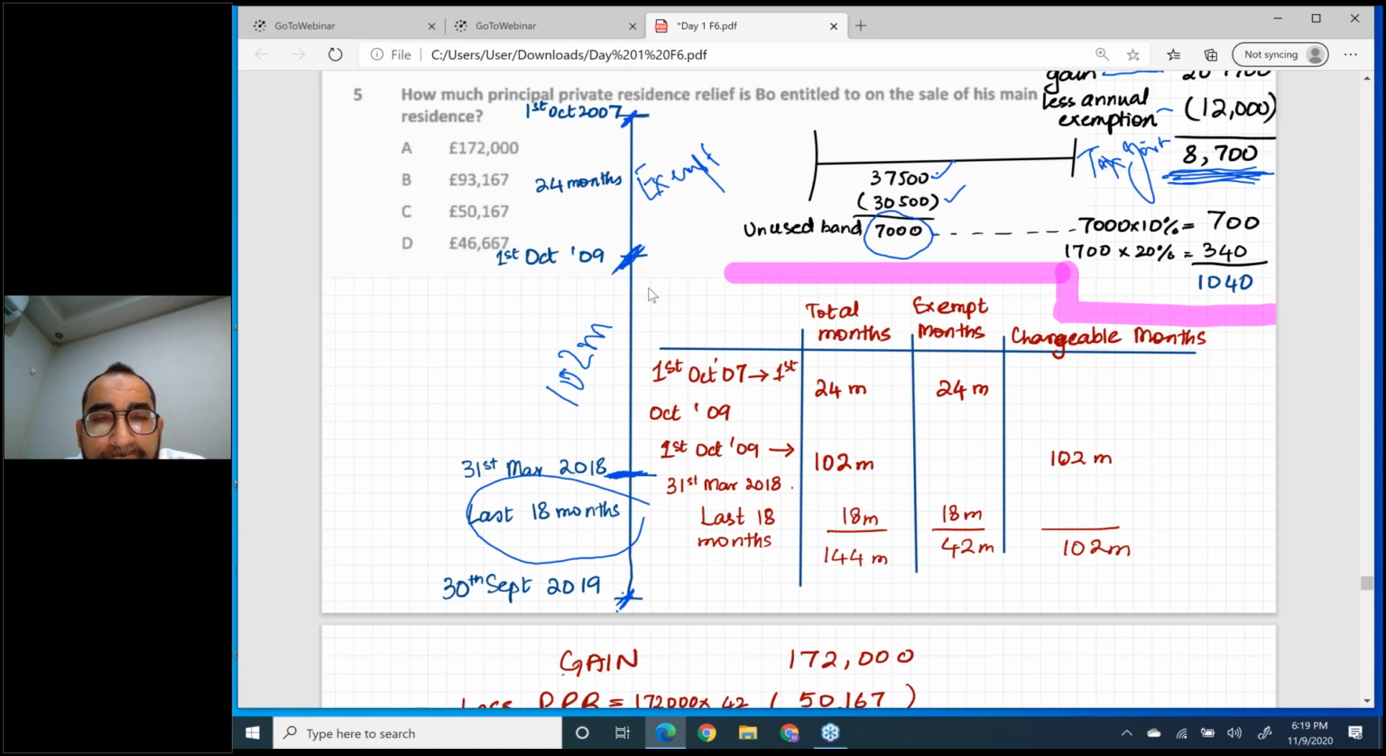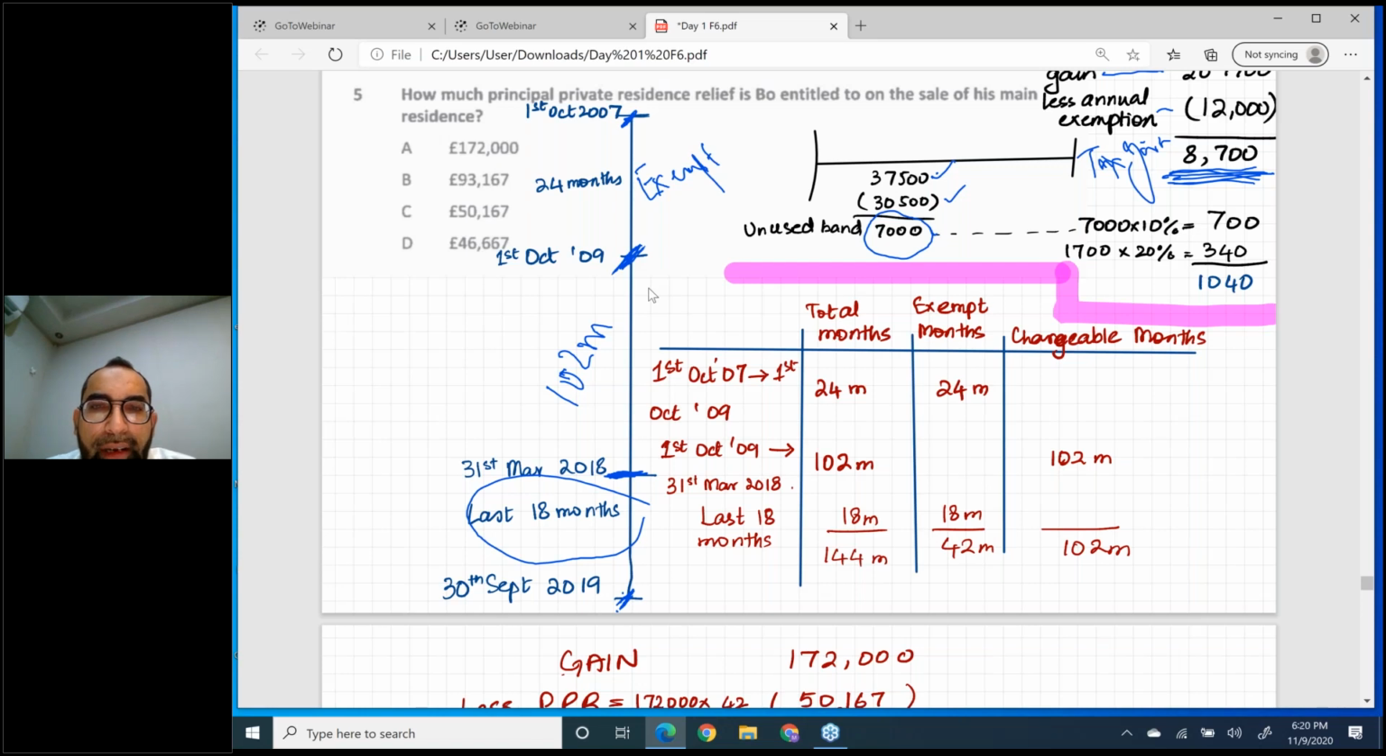See, I have solved it using these three columns. This is the famous way of solving these questions. The first column is total months, the second is exempt months, and third is chargeable months. First 24 months, as you occupied the house, are exempt. Then 102 months are full-time chargeable because this absence period is not covered by ABC, and last 18 months are exempt. So how you do it? You just simply add total months, then exempt months, and then chargeable months.